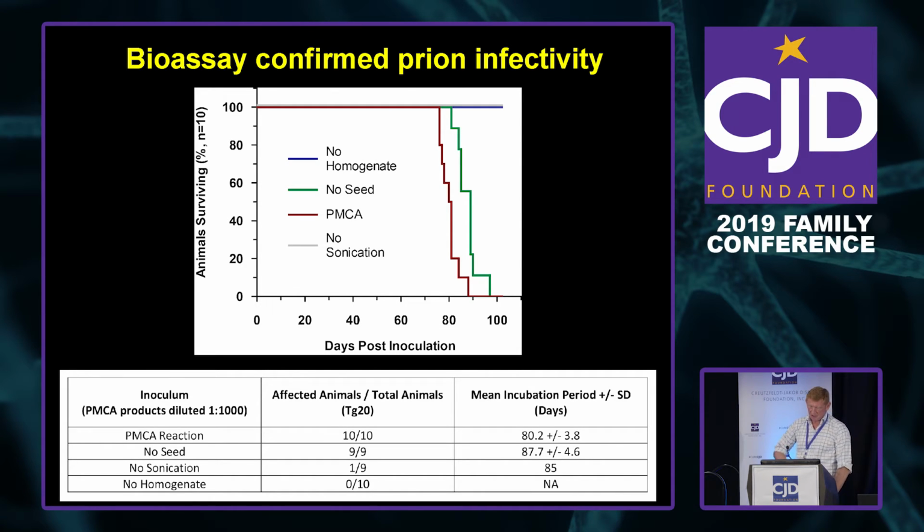This material is infectious. This bioassay is taken from a different experiment, actually, not the one I've just shown you, but the take-home message is that this material generated from recombinant PrP is infectious and kills all the animals that are inoculated with it.